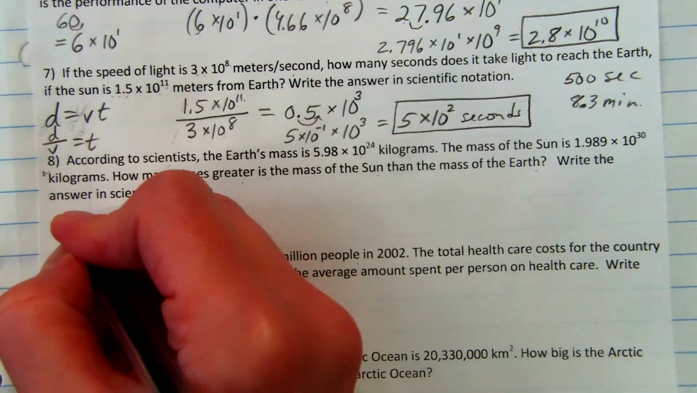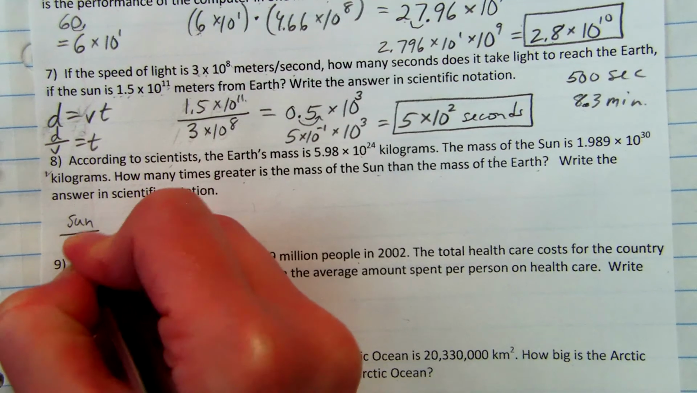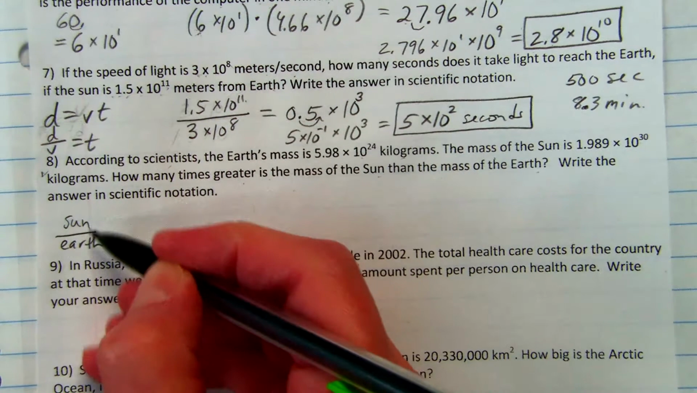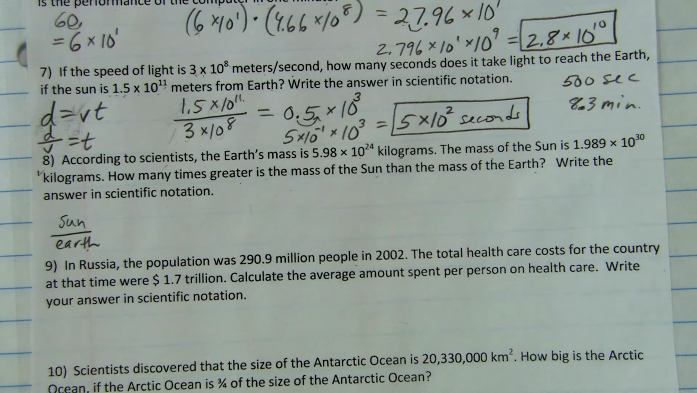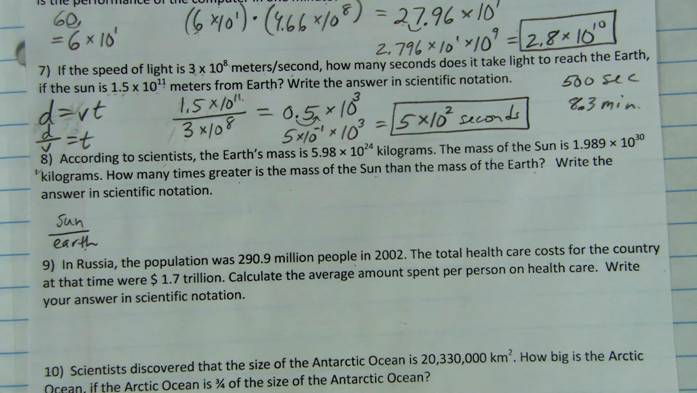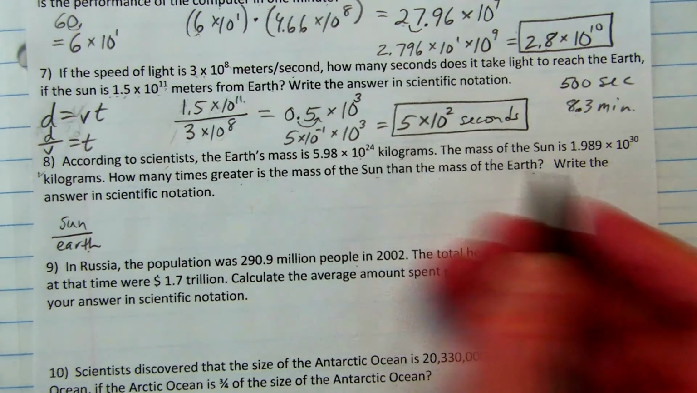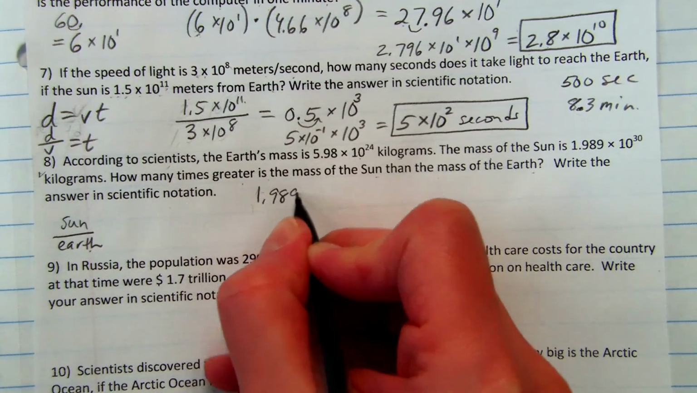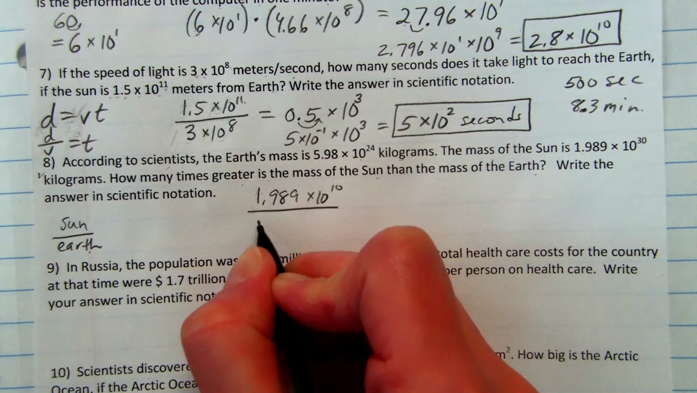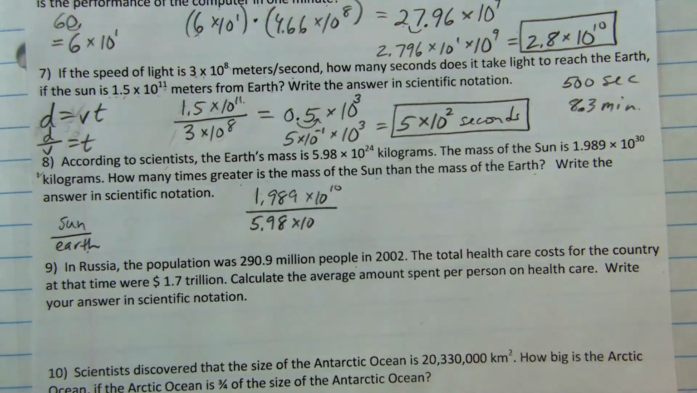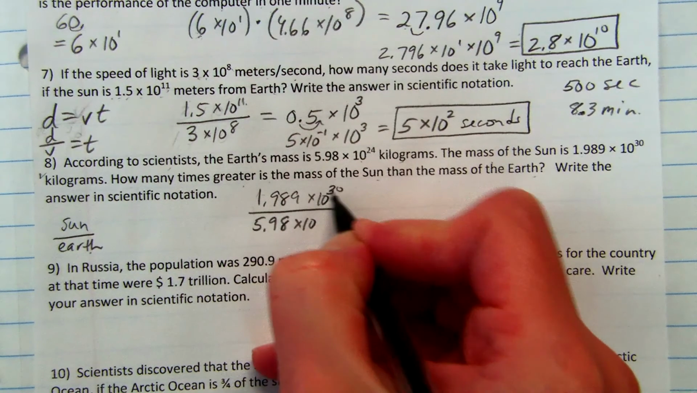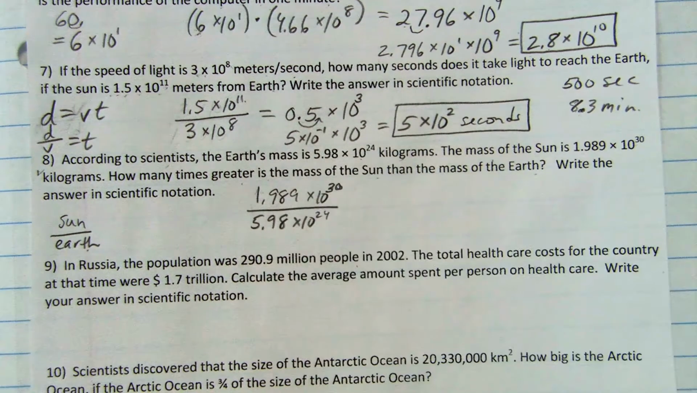So we're comparing the sun to the Earth. If I want to know how many times bigger the sun is than the Earth, I have to divide them. Now, this is part of our standards. Part of what you guys are going to be tested on is being able to compare how many times larger one thing is than another in scientific notation. So we're going to take the sun, which is 1.989 times 10 to the 30th, and divide it by the Earth, 5.98 times 10 to the 24th.